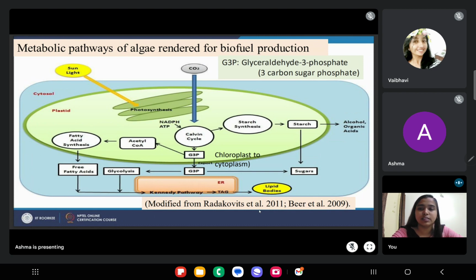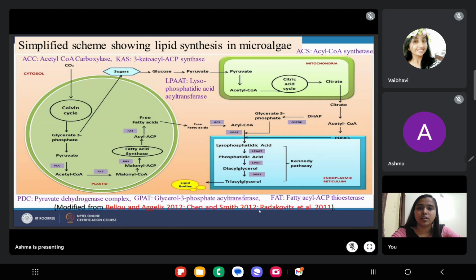And there are also many other mechanisms through which this three carbon sugar goes and produces lipid and sugars. Next, this is also the mechanism, or simplified view, for lipid synthesis in microalgae.